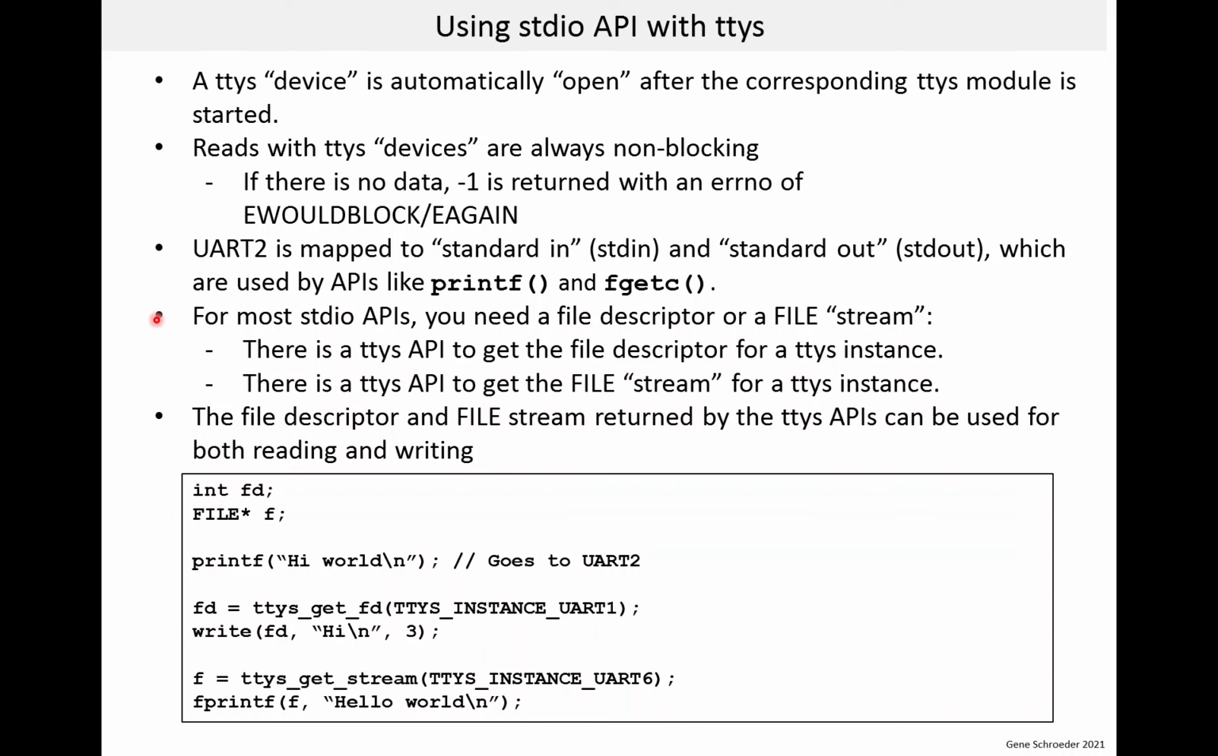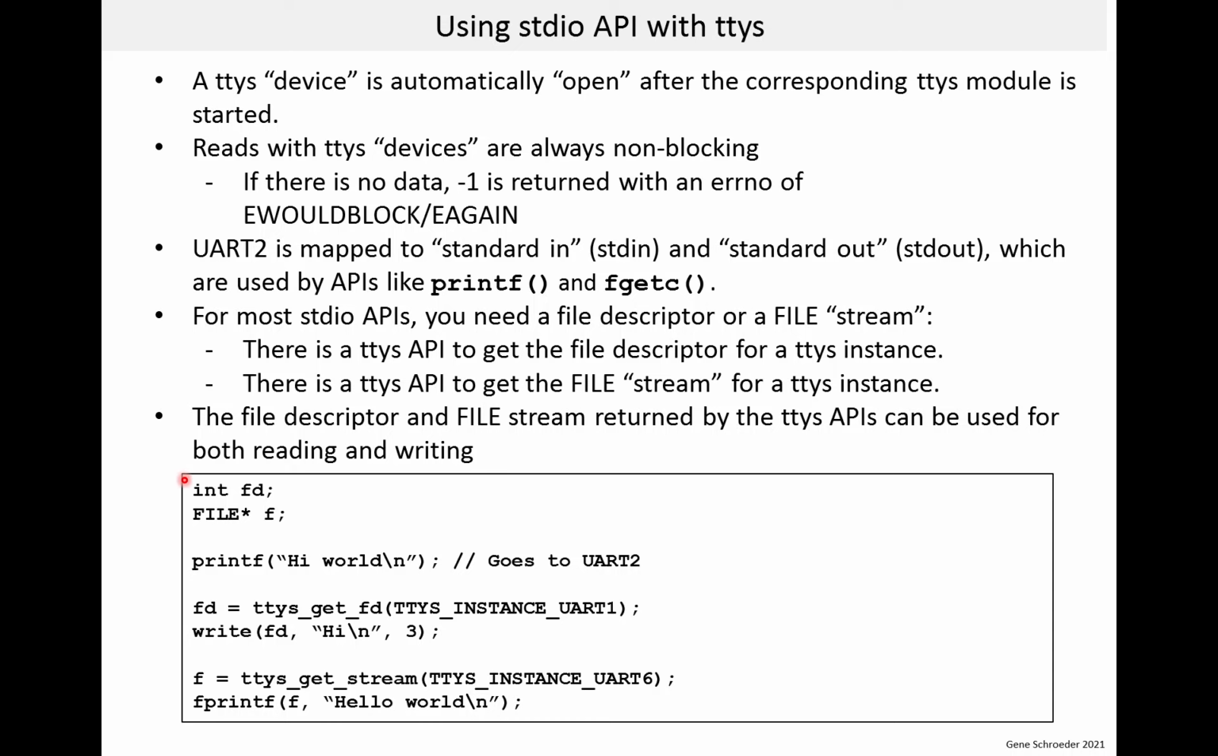Now, for most standard I/O APIs, you need a file descriptor or a file stream to specify the device. The exceptions to this are the functions I just mentioned that assume standard in and standard out. So anyhow, there is a ttys API to get the file descriptor for a ttys, and there is a ttys API to get the file stream for a ttys. I want to add that the file descriptor and the streams returned by these ttys APIs can be used for both reading and writing to the corresponding UART.